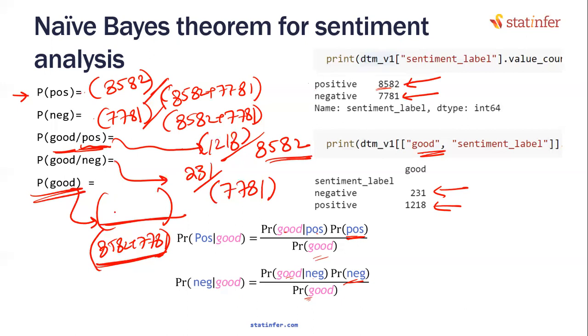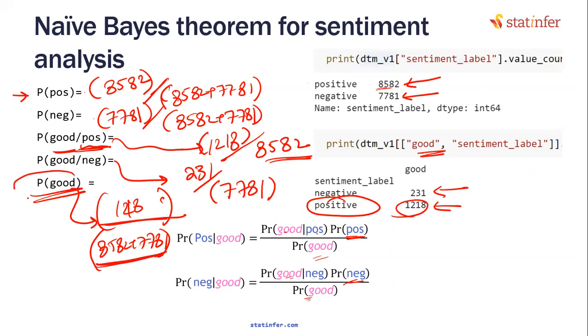Complete tweets. In the numerator, it will be 231 plus 1218. Is it 231 plus 1218 or only 1218? Both. Why are you only taking 1218 in positives? What is the negative logic for comments?